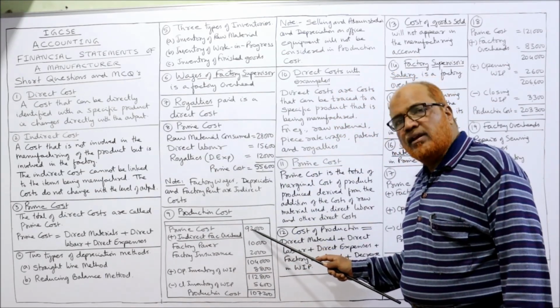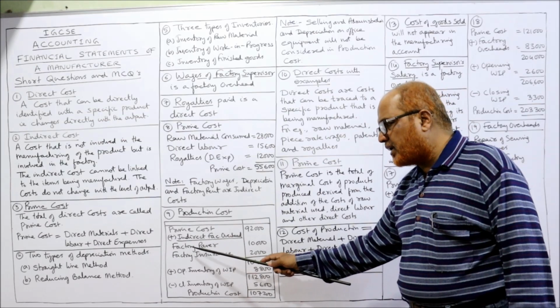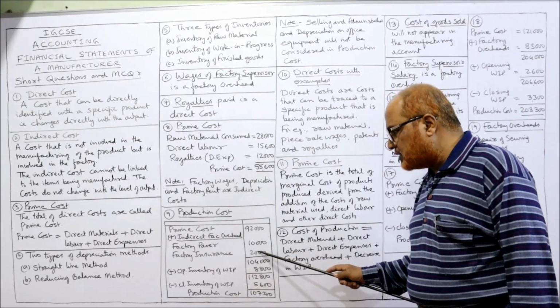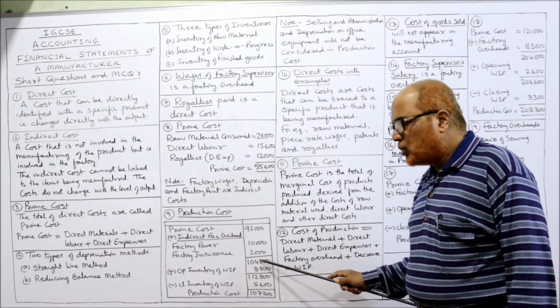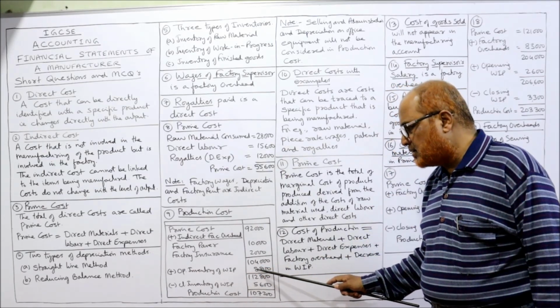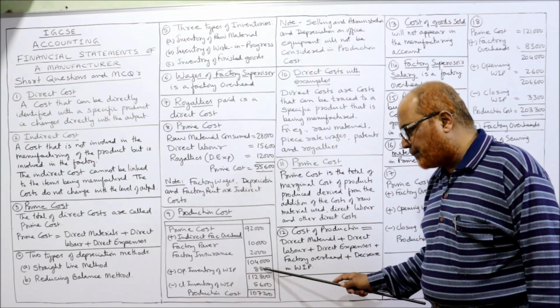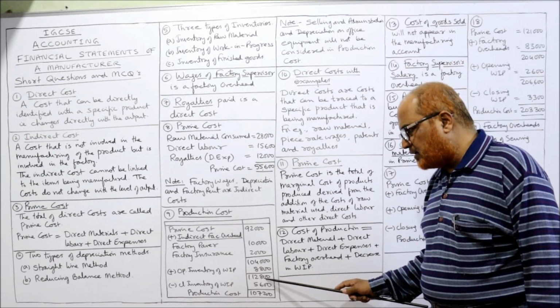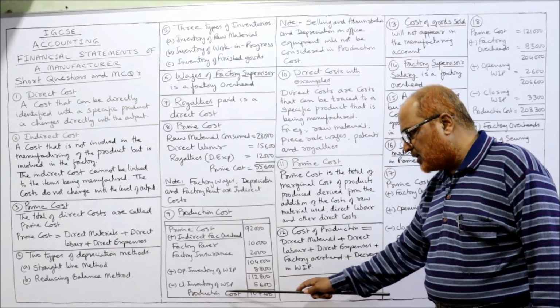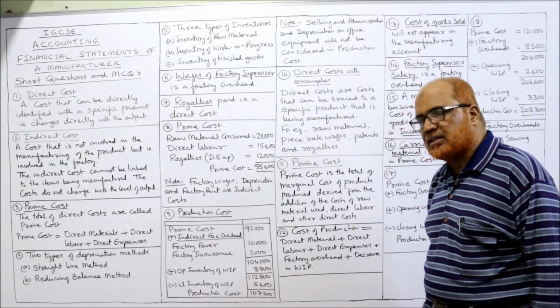So prime cost is given. Indirect factory overhead consists of factory power and factory insurance. Add up all the three, you'll get 1,04,000. To this we add opening inventory of work in progress, 8,800. You'll get 1,12,800, minus closing inventory of WIP 5,600. Deduct. You'll get production cost 1,07,200.